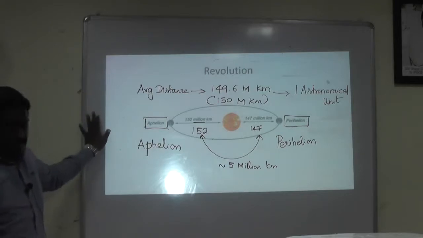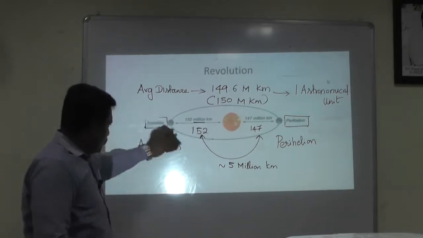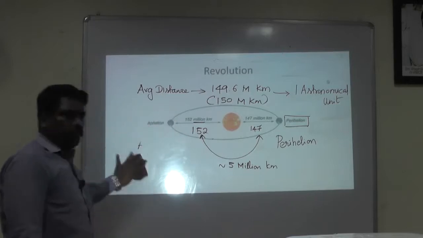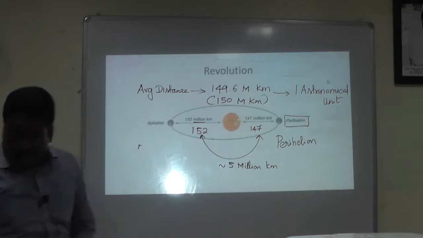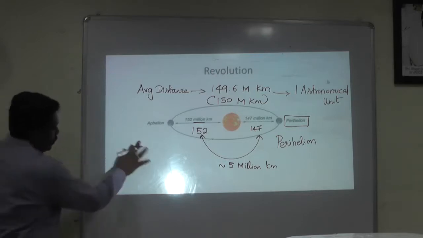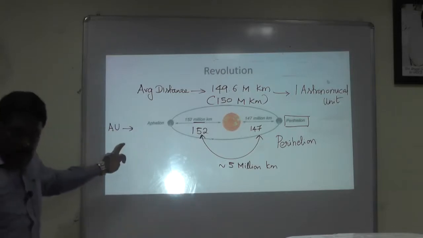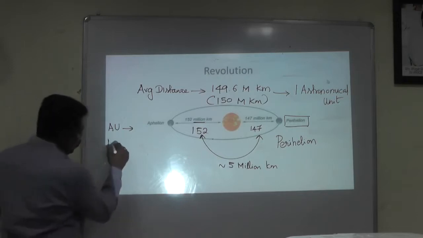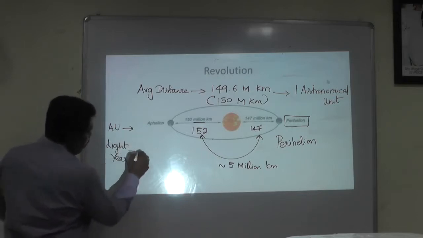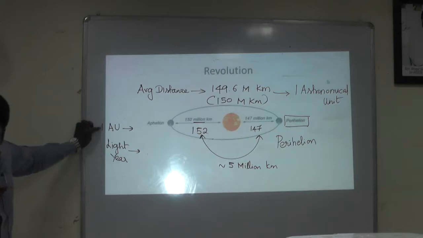If you ask me what is this astronomical unit, this is the unit to measure distance in space. Normally, we use meters, kilometers and so on. But if you are in space, my friend, only 2 units we use. One is AU. AU means astronomical unit. The second unit we use is light year. What is one astronomical unit? The average distance between Sun and Earth.